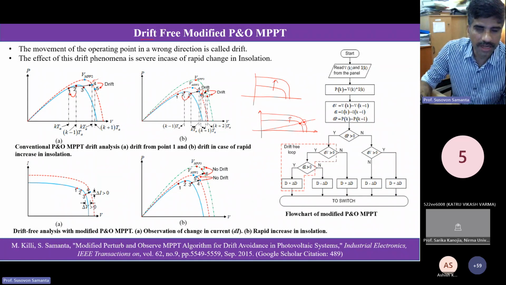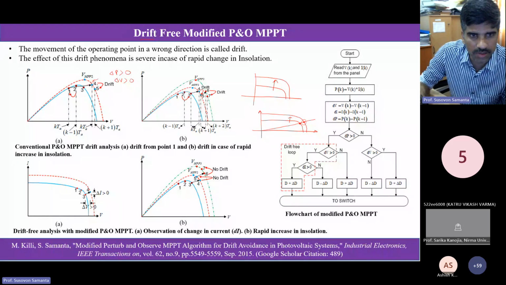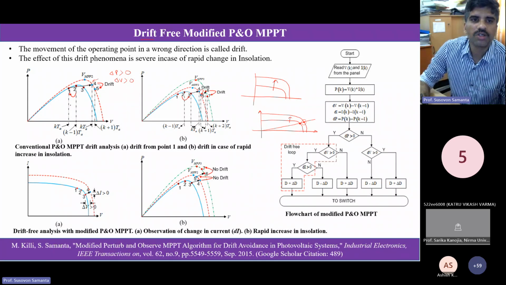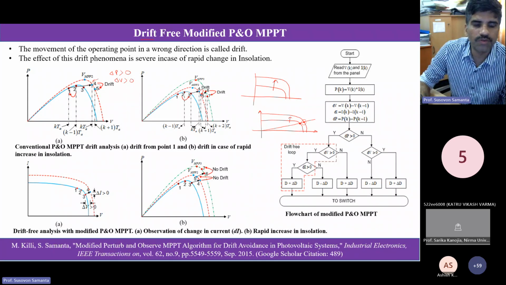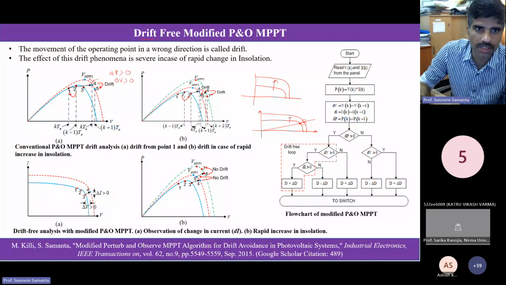Now you see what is happening. As per the original P&O algorithm, your del P is greater than 0, and your del V is also greater than 0. So what is the decision we should take? As del P is greater than 0 and del V is greater than 0, we should increase the panel voltage, which means we should decrease the duty ratio. So as the decision is to increase the panel voltage, this point will move to 5. But actually it should move in the opposite direction.